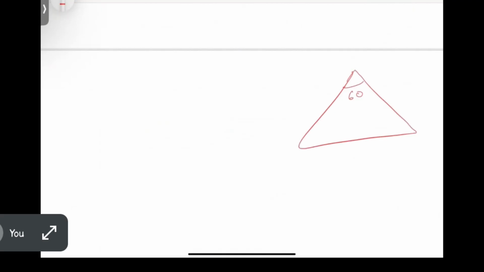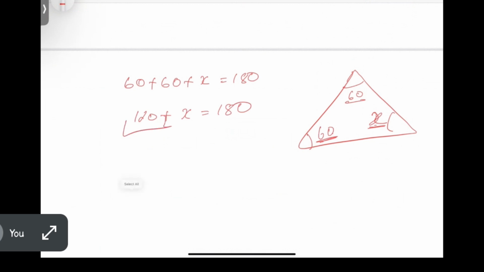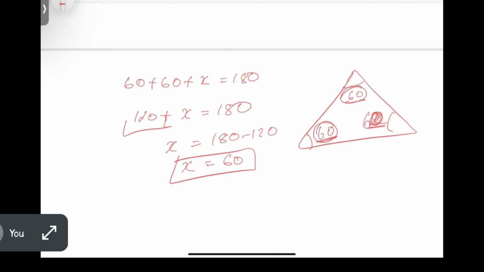This is 60, this is 60, and you're asked to find this one. So in this case, we know 60 plus 60 plus, let's say this one is x, plus x is nothing but 180, because the sum of all the angles of a triangle is 180. Now 60 plus 60 is 120, plus x is equal to 180. If you transfer this 120 to the other side, it will be how much? 180 minus 120, which means how much is it? 60. So x here is nothing but 60. So it is an equilateral triangle. Okay, if all the angles of a triangle are 60, then remember that it is an equilateral triangle. Equilateral triangle means all the sides are the same.